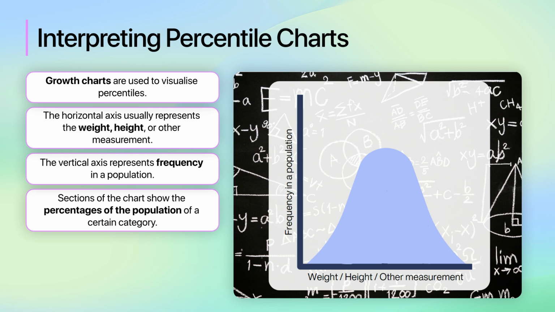For example, if a baby is on this vertical line on the chart and the horizontal axis is weight, the baby is heavier than 10% of other babies and lighter than 90%. Therefore, this baby would be in the 10th percentile.